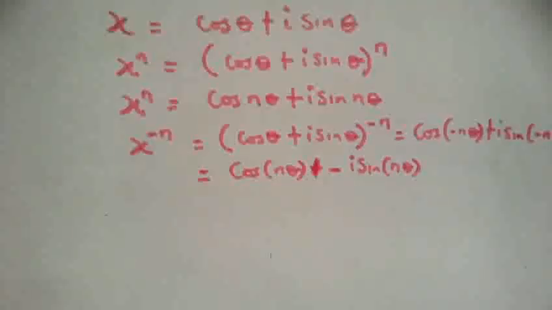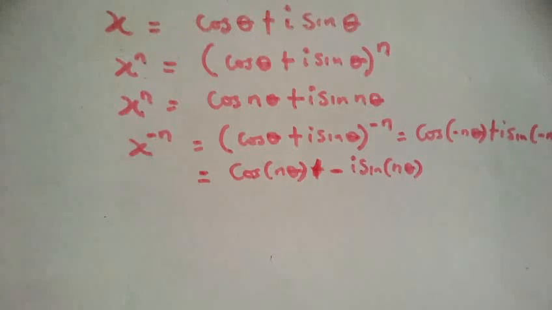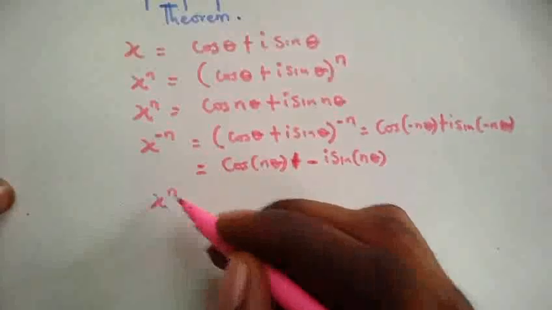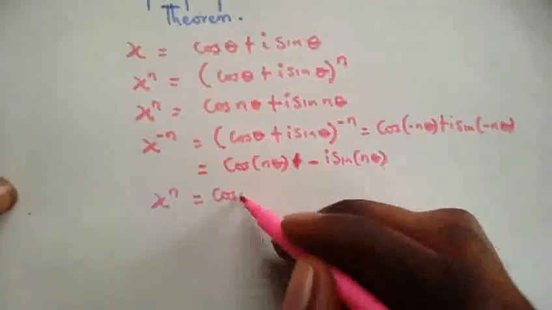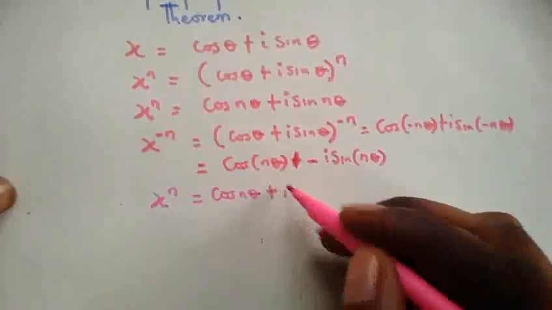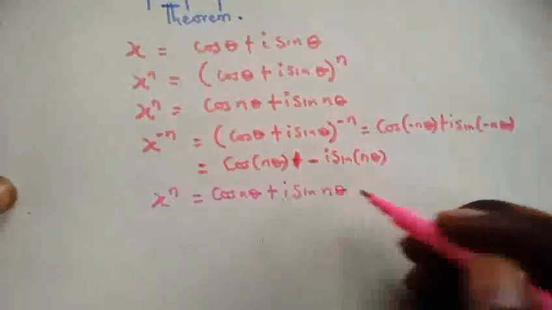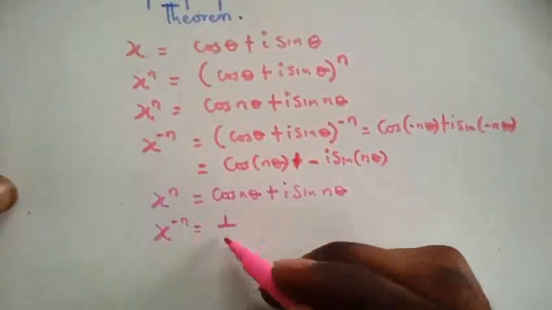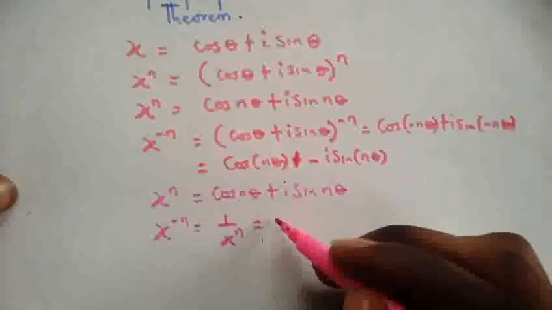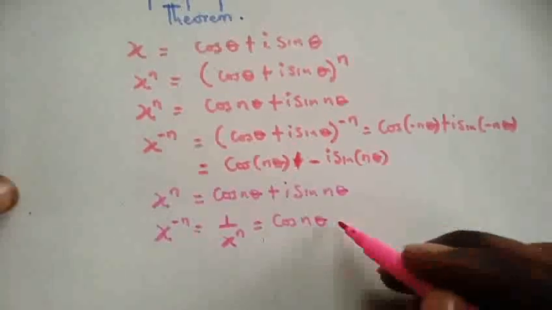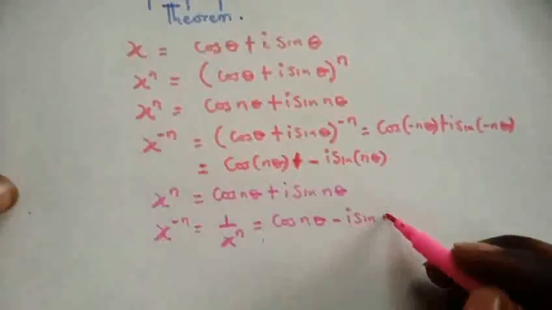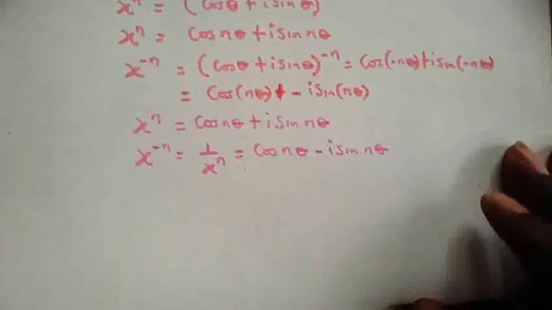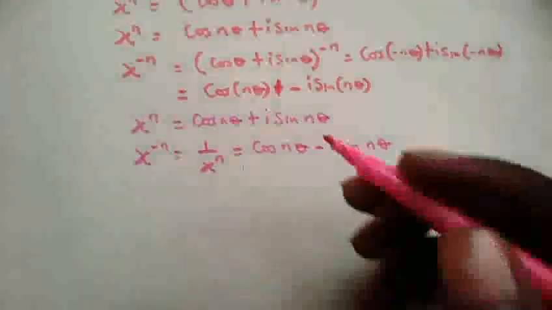Now from here we have the following: x raised to n is equal to cos n theta plus i sine n theta, and x raised to negative n, which is the same as 1 over x raised to n, is equal to cos n theta minus i sine n theta. Now we're going to derive his famous formula. And how do we do this?